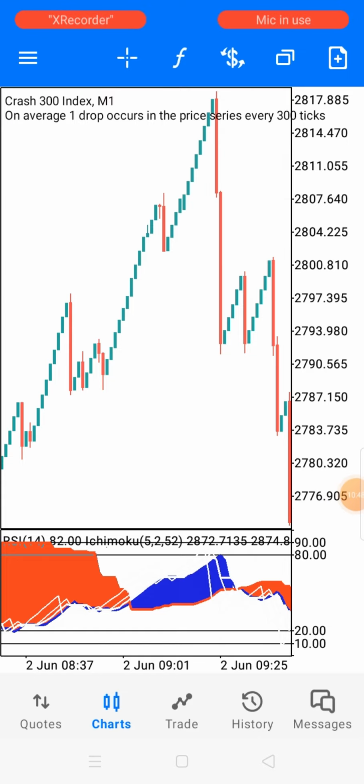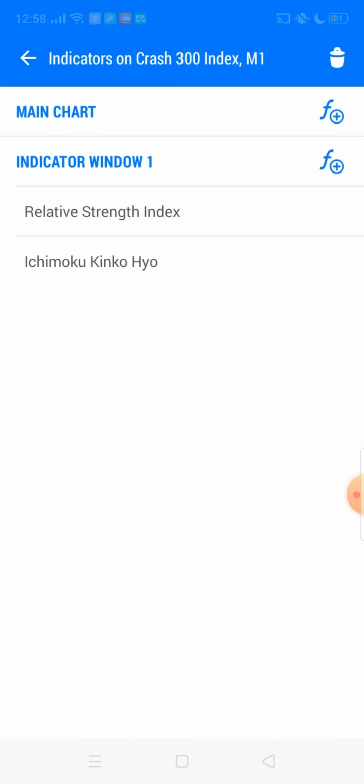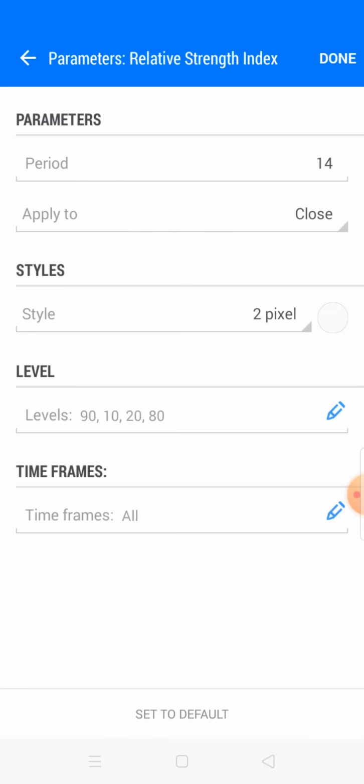Like I said, we would be needing just the Relative Strength Index and Ichimoku for this strategy. For the Relative Strength Index, you go for period 14, apply to close. For the styles, of course, you need to be using colors that match with the background. My background is white, so I'm using white color. The levels are the last thing you're going to have to change on this indicator. You can see I have 90, 10, 20, and 80. So you're done with that.